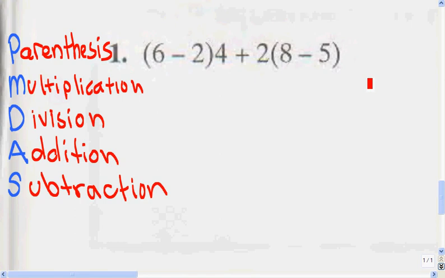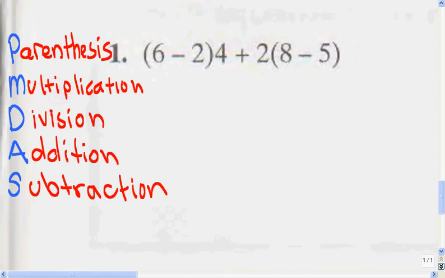When you're solving a mathematical problem, there's something called the order of operations. The order of operations is what you're supposed to solve first. You have to follow this order. There are certain operations that you have to do first for you to be able to get the correct answer.